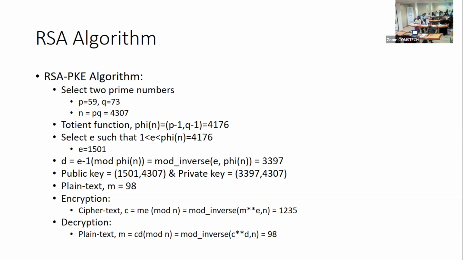Now I do P minus 1 multiplied by Q minus 1, and I get another number which is 4176. This 4176 is called the totient function.